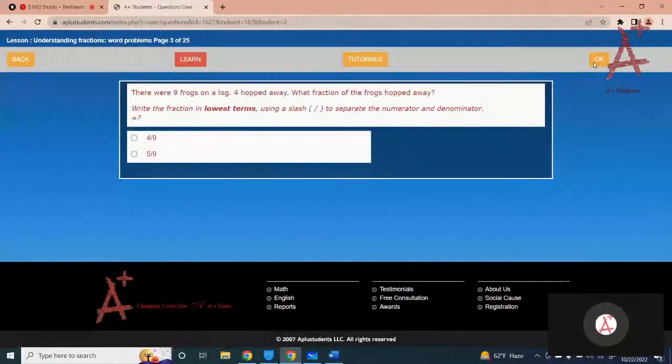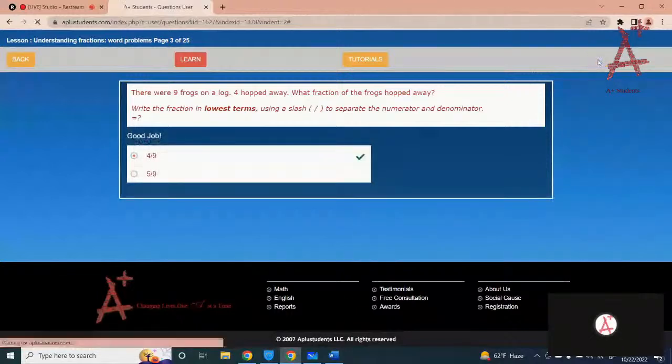Okay, the next one is: there were 9 frogs on a log, 4 hopped away. What fraction of the frogs hopped away? So out of the 9, 4 of them hopped away. So you can write in fractional form as 4 over 9. Got it? Because out of 9, 4 of them hopped away. So it would be 4 over 9.